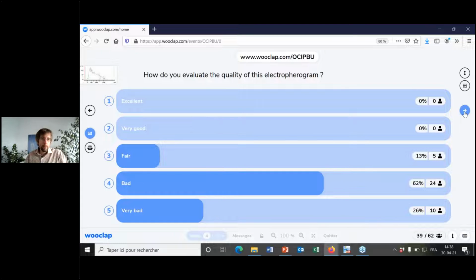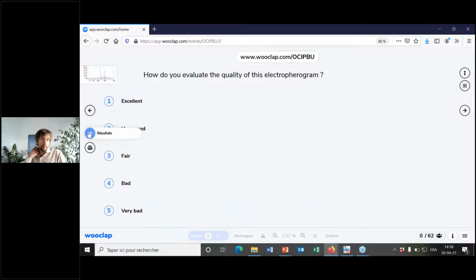And last question here, last electropherogram, how do you evaluate the quality of this one? So we have more than 30 voters. It is rising. 42. Just participate to self-evaluate yourself.